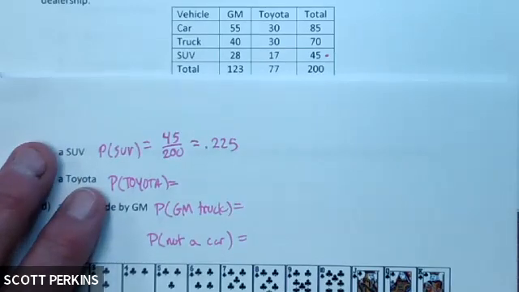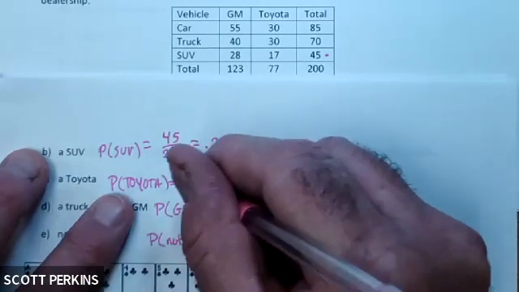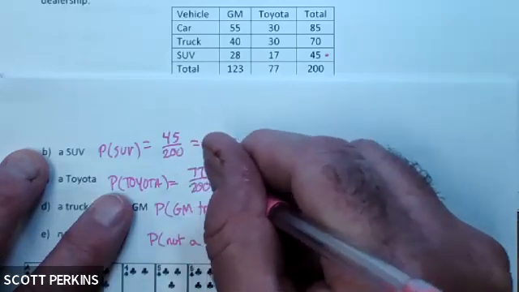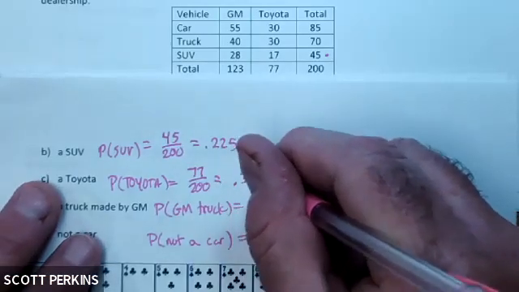Toyota, what's the probability I pick a Toyota? How many Toyotas are there? 77. Yep, there are 77 of those. Okay, again, I'm just making sure you can read the table. So 77 divided by 200 turns out to be 0.385.